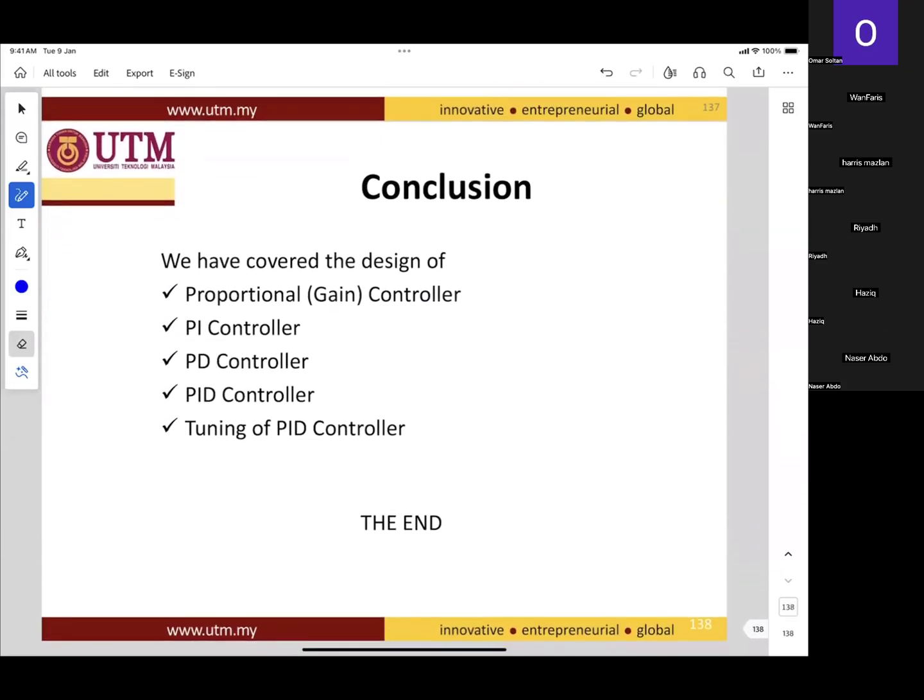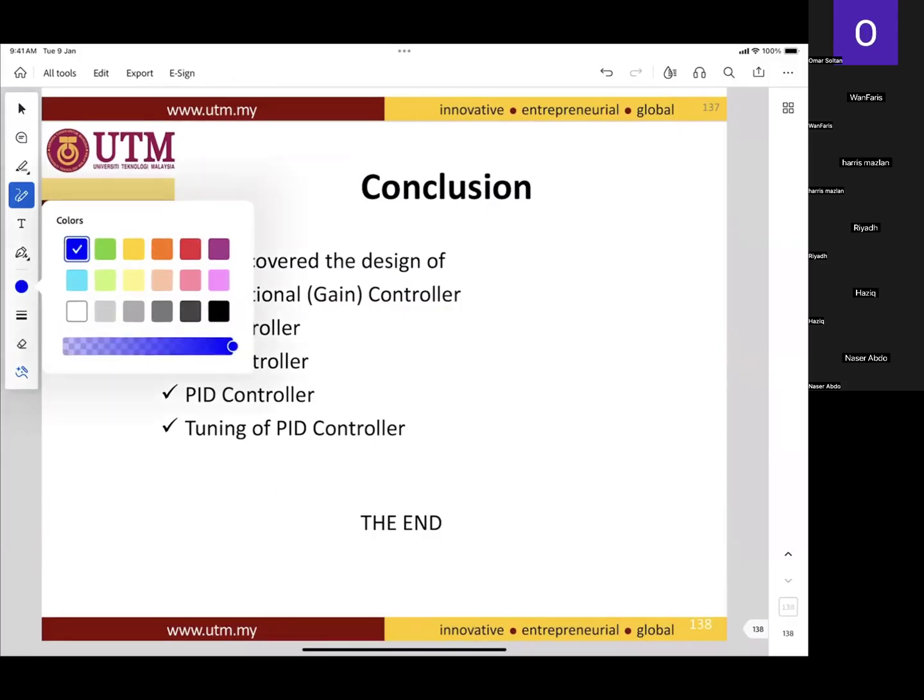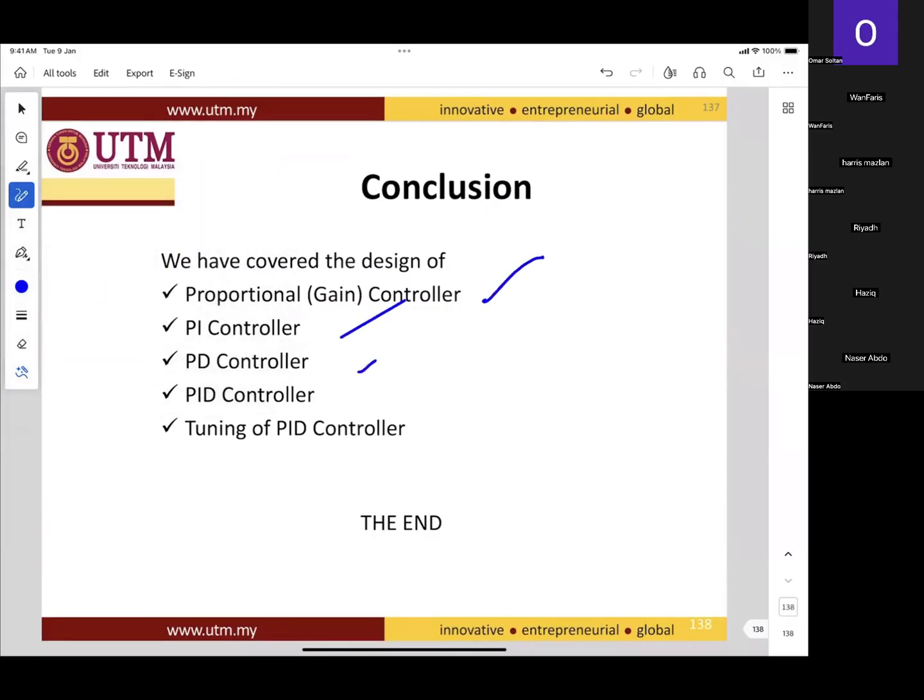So we end our chapter 2. Okay, so I hope by this stage you know already how to design the P controller, PI controller, PD controller, PID controller, and the PID tuning method using the Ziegler-Nichols method. Okay, so I think that's all, guys.